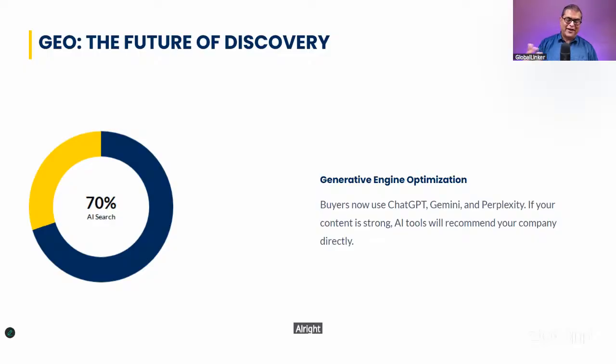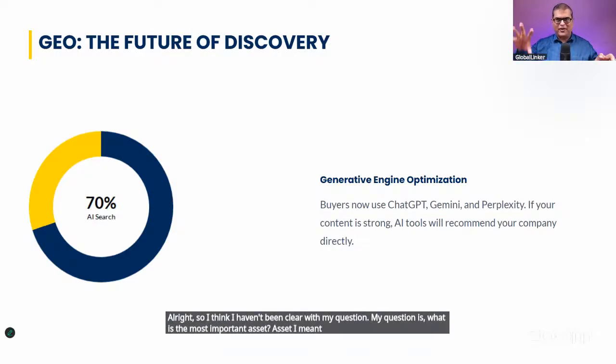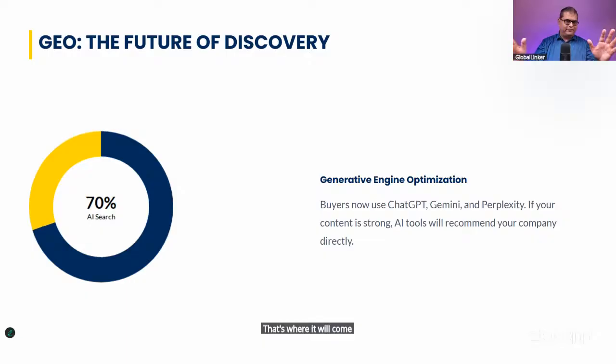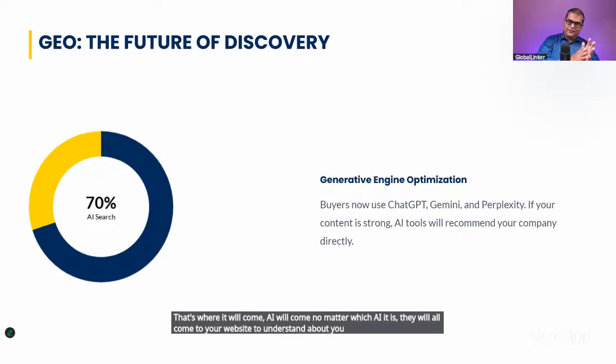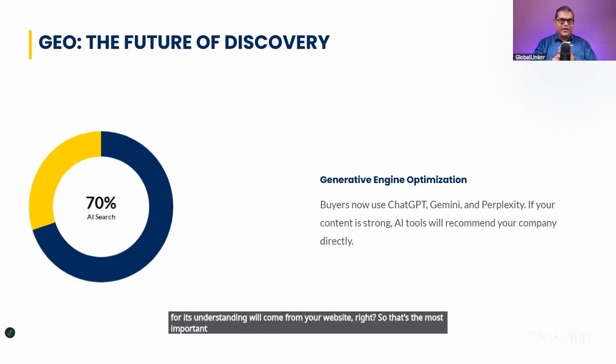All right, so I think I haven't been clear with my question. My question is, what is the most important asset? By asset, I meant like your website, your marketplace, your social media, your Google My Business listing. So, which is the most important one? The answer is your website. That is the source. AI will come, no matter which AI it is. They will all come to your website to understand about you, to find about you. Yes, it will also reference all your social media, so it is not like it will just come here, but the majority of its understanding will come from your website, right? So that's the most important asset that you have, right?